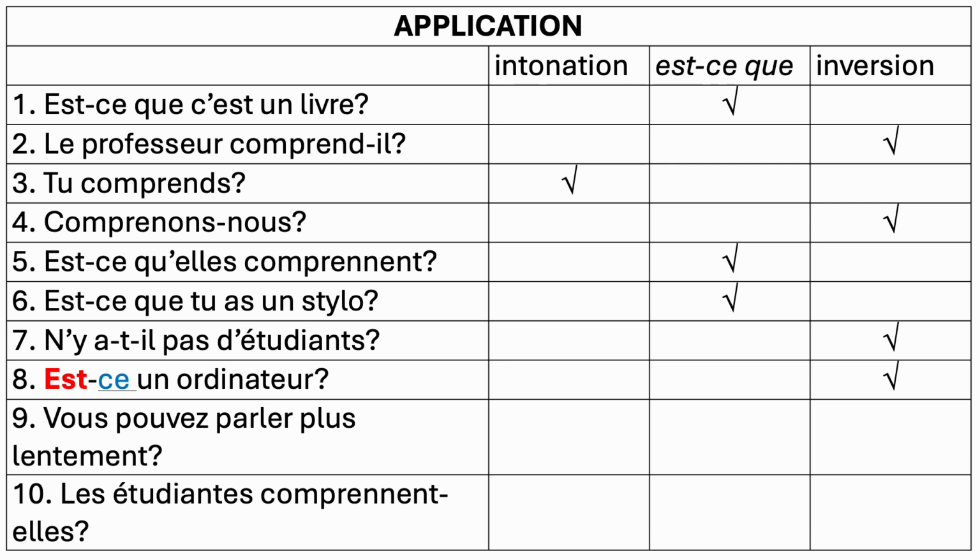9. Repeat after me. Vous pouvez parler plus lentement? This is intonation. The subject is before the verb. 10. Repeat after me. Les étudiantes comprennent-elles? This is inversion. The subject pronoun elles is after the verb.